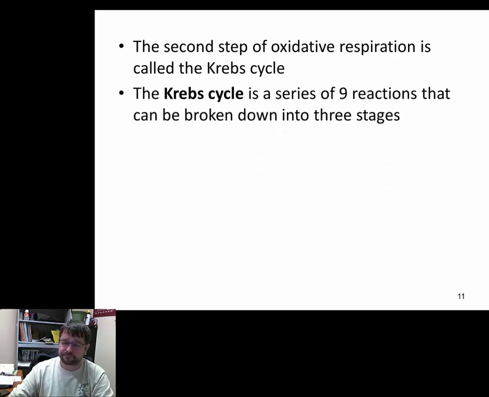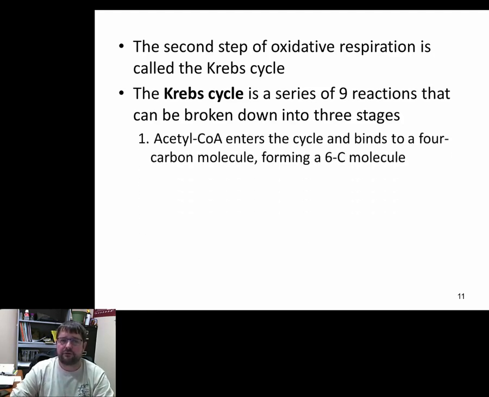So the Krebs cycle, there are 9 reactions, and we're not going to memorize all of them, but since it's a cycle, you already know that the beginning molecule has to be returned at the end. It's just like the Calvin cycle. The beginning molecule has to return at the end. And again, like I said before, the Krebs cycle is sometimes called the citric acid cycle. The two are the same.